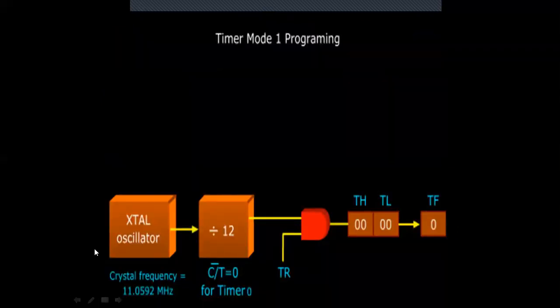Next, timer mode 1 programming. So this I will discuss in the next video.